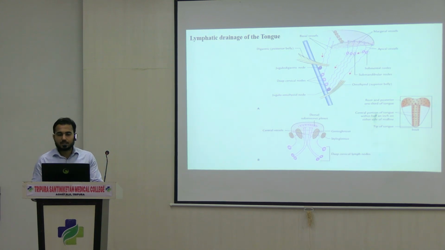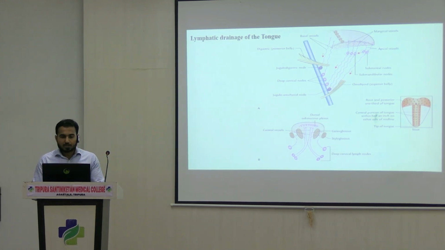Till now we have seen that the apical and the marginal vessels are draining unilaterally. That means the right side drains to the right side, the left side drains to the left side, the drainage.